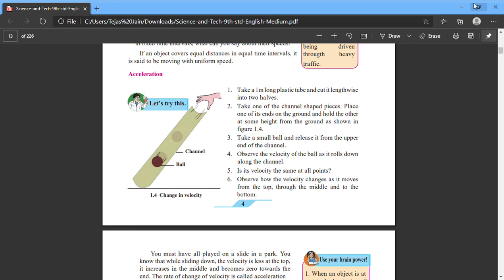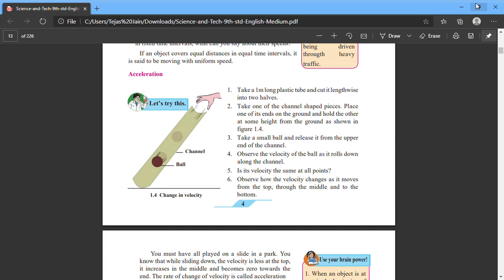Now in the last lecture we studied different concepts. The first concept we studied was what is meant by motion. Second concept, what is the difference between distance and displacement. Third is what is the difference between speed and velocity. What is the difference between scalar and vector.